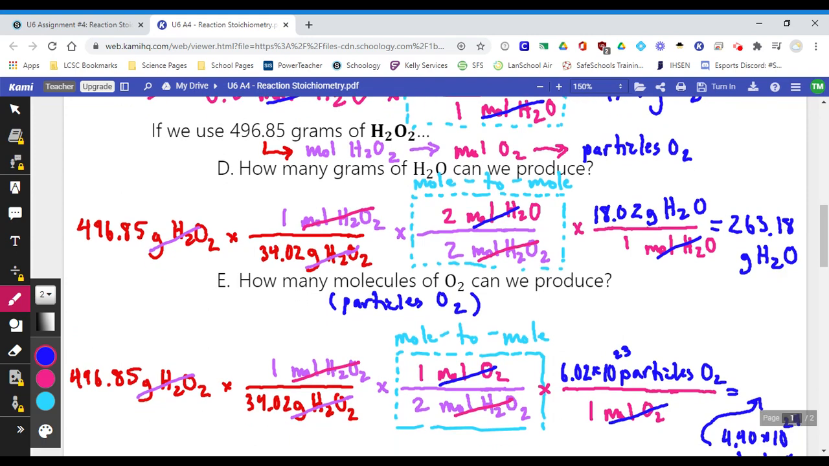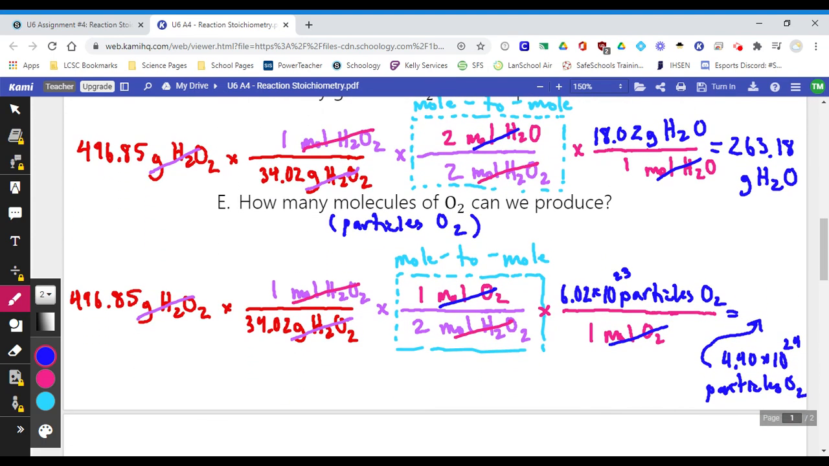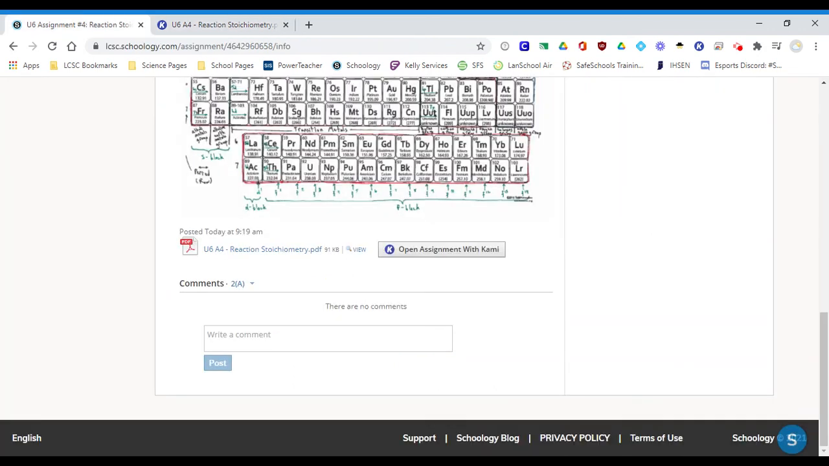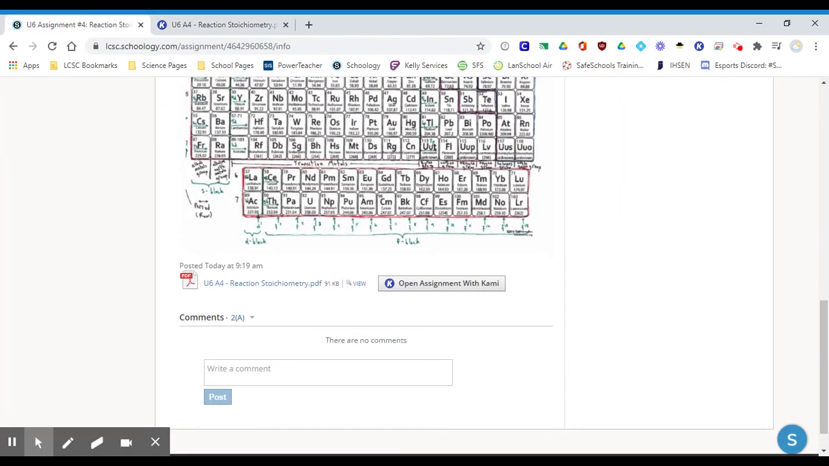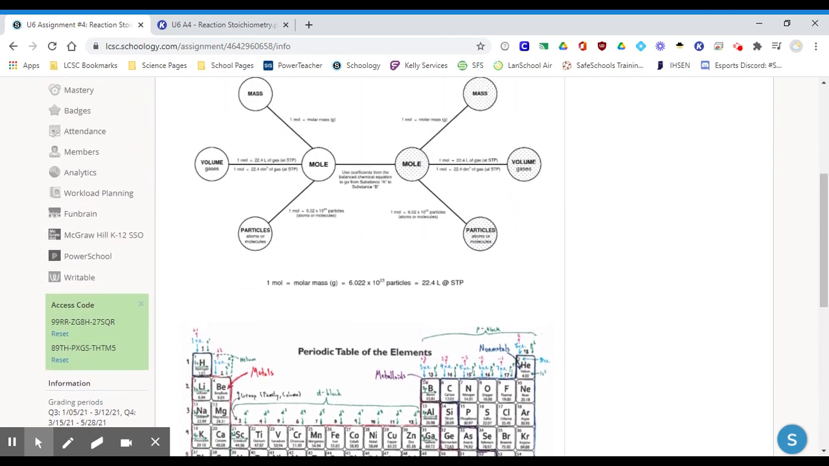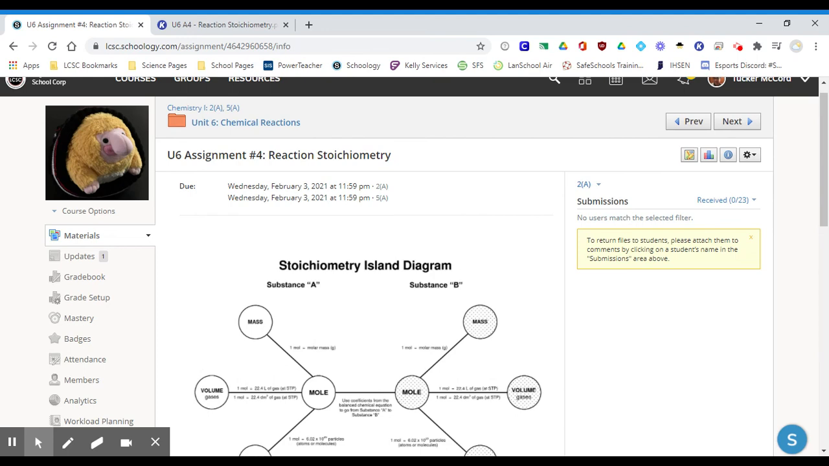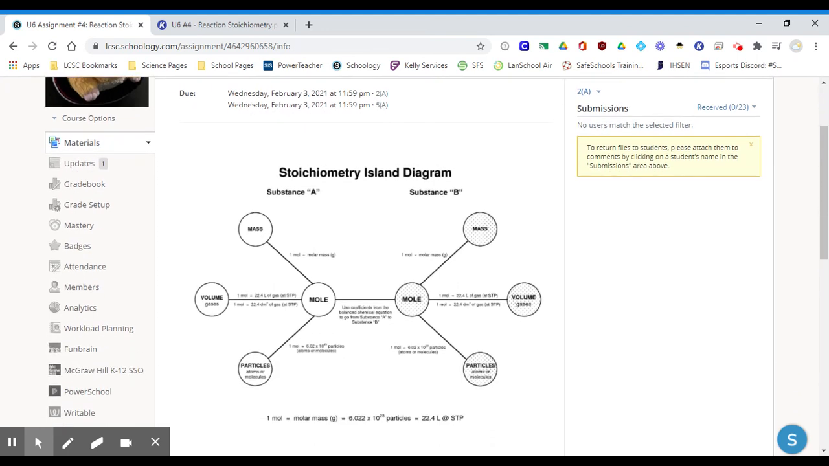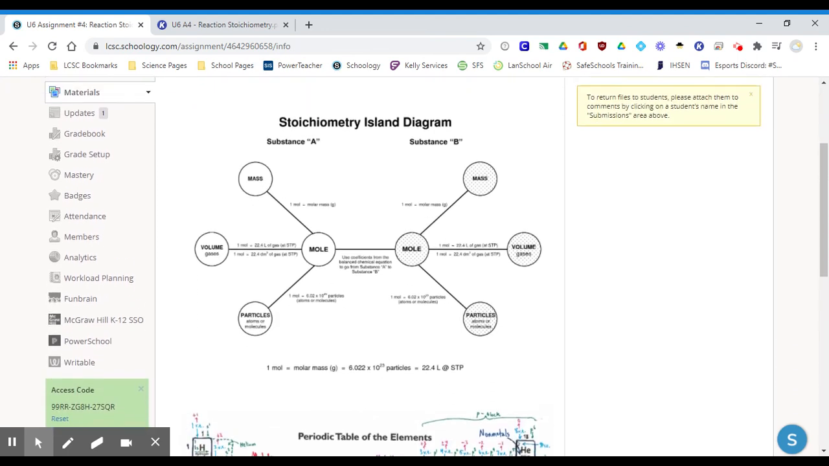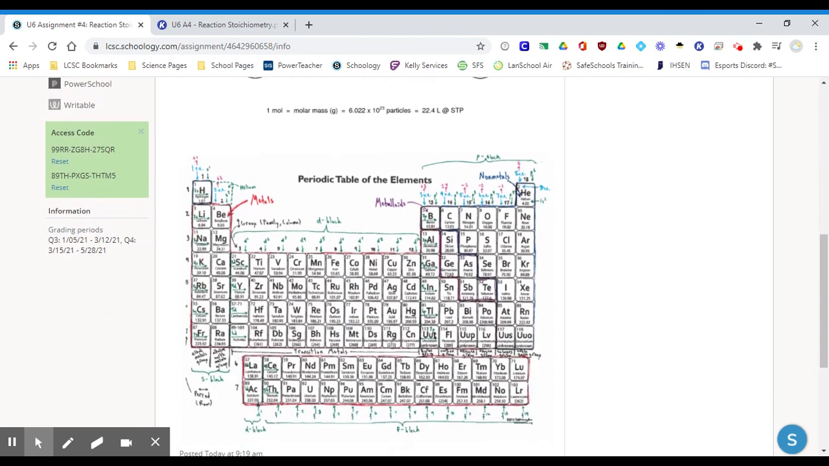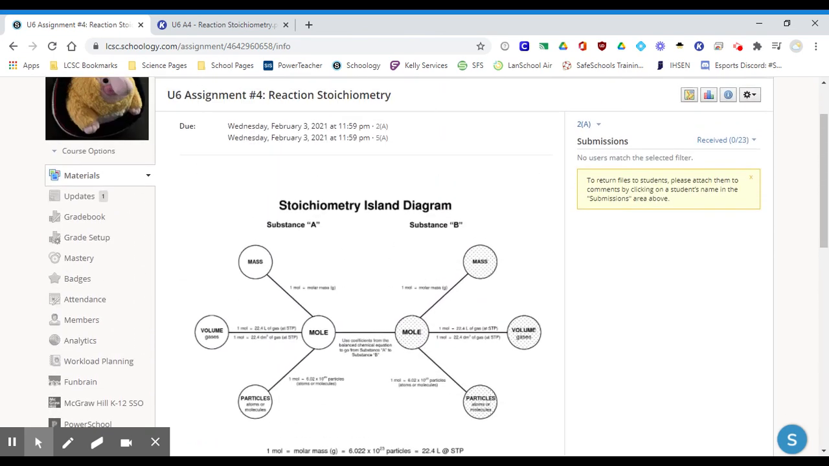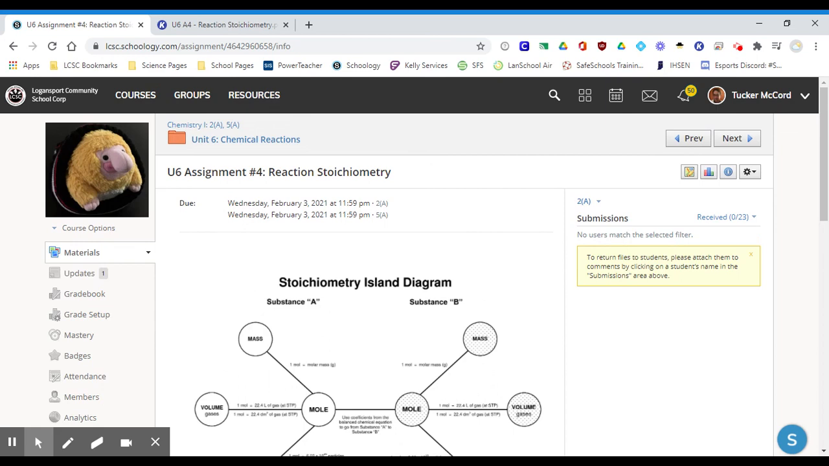So before I end this video, I'm going to show you how you can start to train yourself to figure out your path through these problems. Okay, so on Schoology, I have this stoichiometry island diagram that you'll see in the assignment, as well as a periodic table. But if you want a bigger version of this, you can download it yourself.